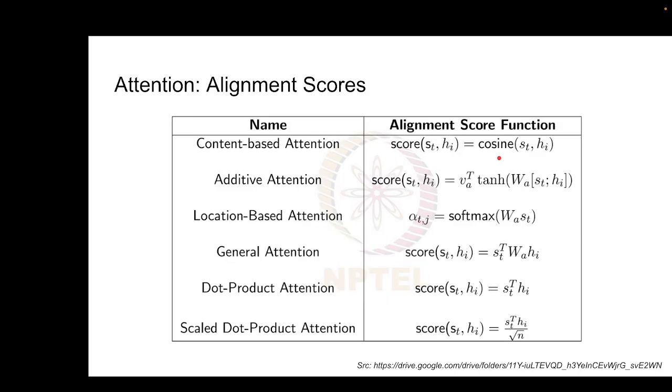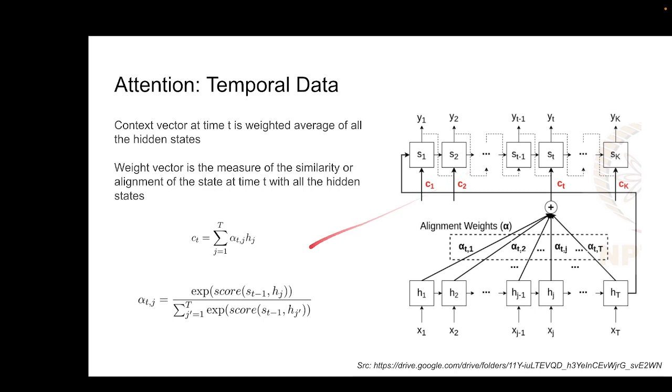Now, what is the story behind attention? You have some vector like S_{t-1} and you have a sequence like this. You are trying to find the similarity of this vector with the individual elements of the sequence, and then calculate a weight with respect to each of these. Then you calculate a weighted sum and combine it with the original vector in some way. That is the story of attention.